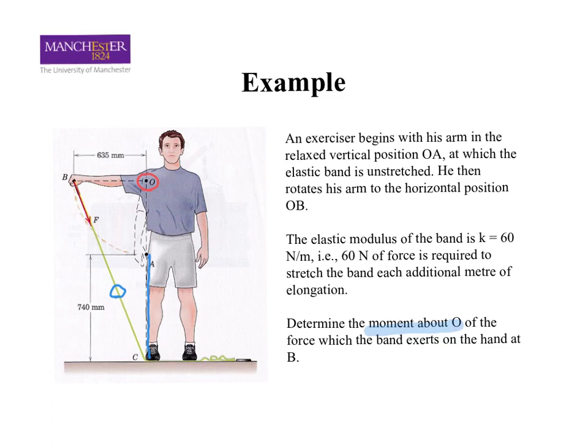Now the force in the elastic band would be proportional to its elongation, and the proportionality constant is given by this elastic modulus, which is 60 Newton per meter. So first, we need to find out the value of force F, and to get that value, we need to find out how much this elastic band has been extended from its unstretched position AC to BC.